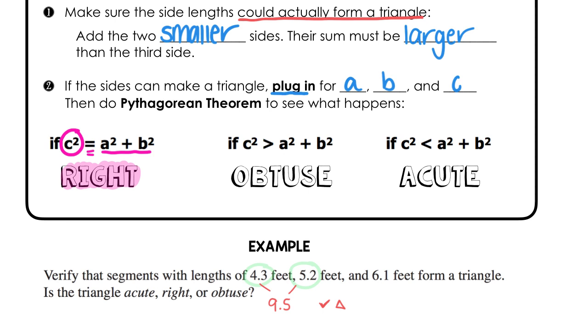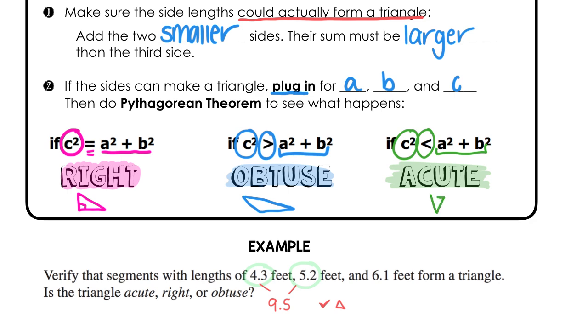If c squared ends up being bigger than a squared plus b squared, that means the triangle is obtuse. So the triangle is going to look something like this. It'll have an obtuse angle in it. Right, I'll draw a little right triangle here. Right triangles look like that. And if c squared is smaller than a squared plus b squared, that means it's going to be an acute triangle. And acute triangles have all acute angles, something like that. That actually almost looks like a right triangle. Let me fix that a little bit.